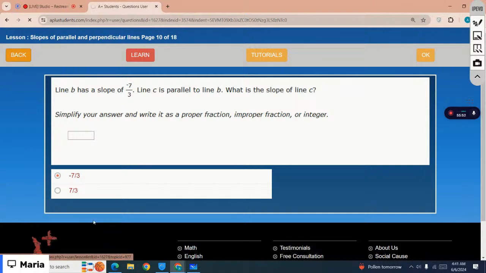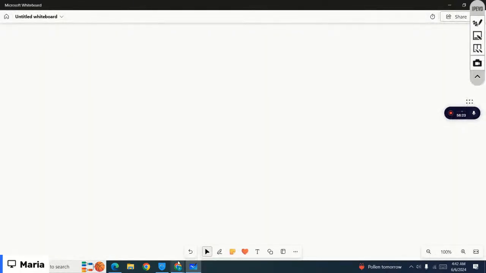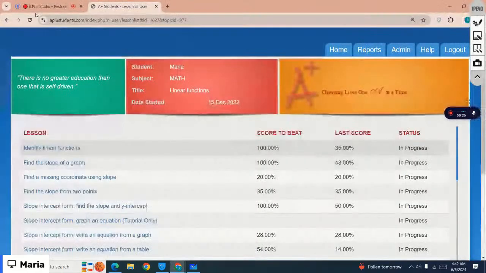Okay, you can complete the lesson by yourself later today. So we were working on grade 9 math. The chapter we were working on is linear functions. The lessons we have covered today are point slope form, graph an equation, point slope form, write an equation, point slope form, write an equation from a graph, and slopes of parallel and perpendicular lines. Please make sure before the next session you complete all the practice questions for the lessons we did today. That is your homework until the next session.